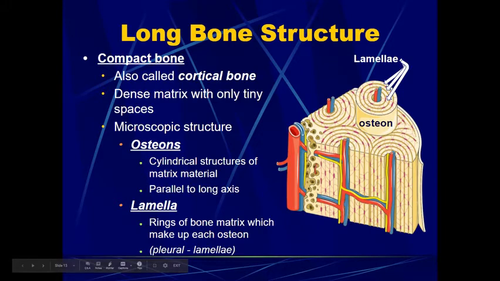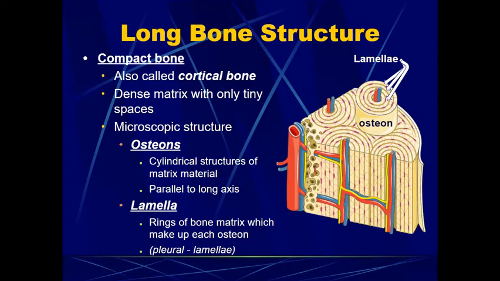Compact bone is a layer of bone. It's also called cortical bone. It has a dense matrix with only tiny spaces in between it. Microscopically, compact bone has osteons. Osteons are cylinders made of matrix, and they are parallel to the long axis of the bone.